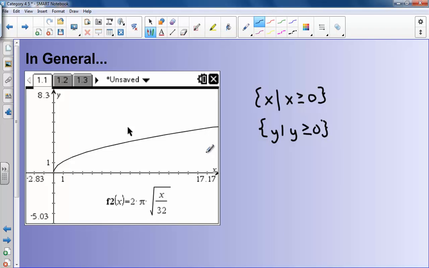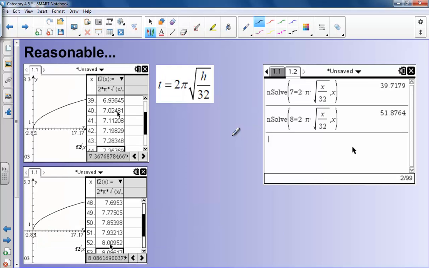But that isn't reasonable for my situation, because that is saying that my height here will continue to go up forever, and that my time will continue to go on forever, and we know that the ride will stop, so that's not reasonable. So what we're going to do then is find values.